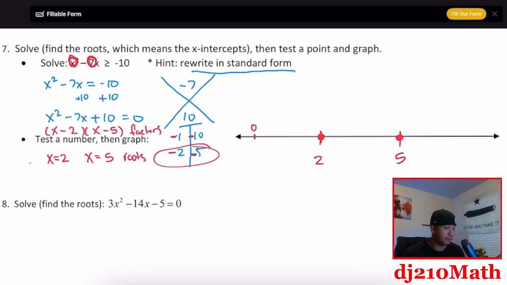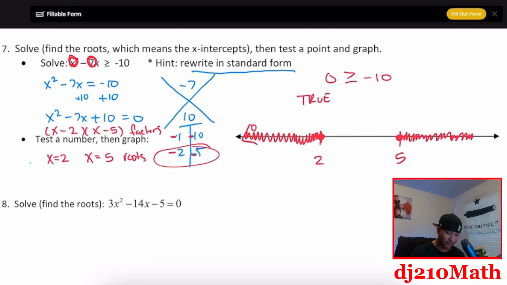So 0 on the left, and we say, is 0 greater than or equal to negative 10? 0 is definitely greater than any negative number. So this is true, right? This is a true statement. So that means we shade on the side that contains 0. And since we're shading on that side, we shade on the other side as well. Like they come in pairs.